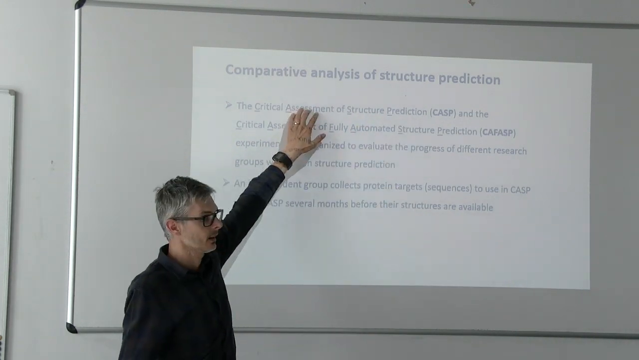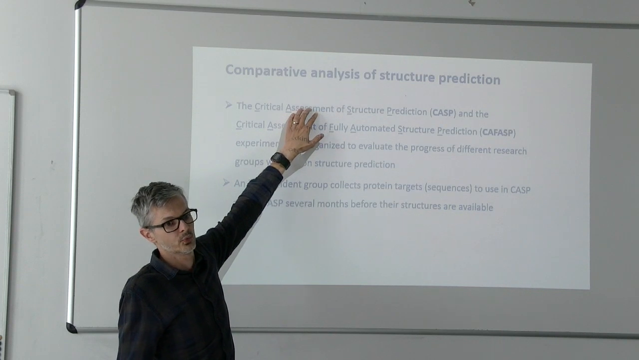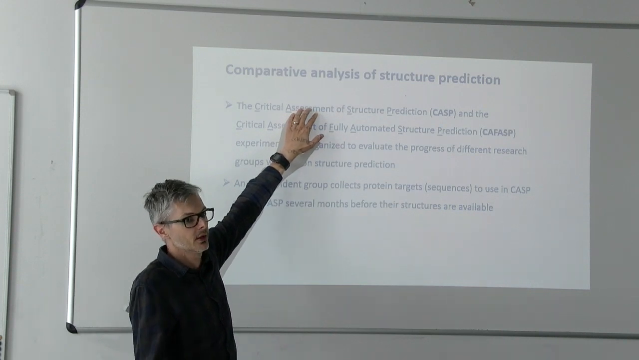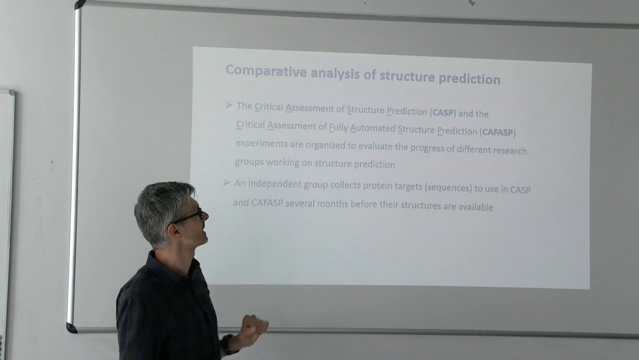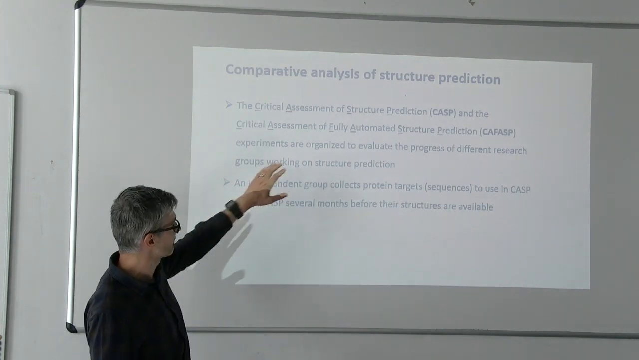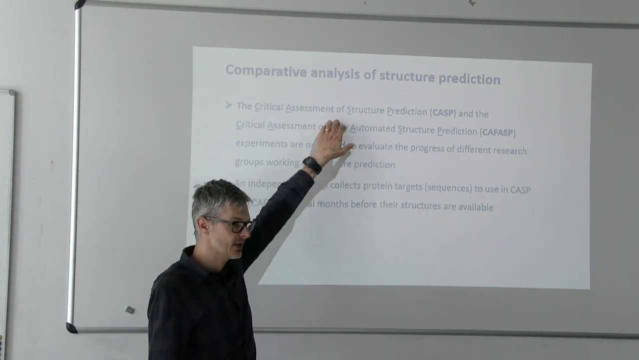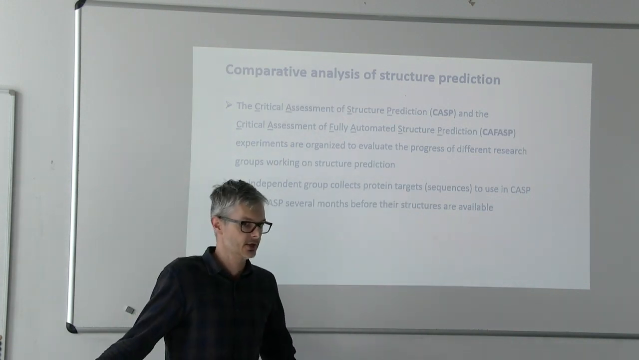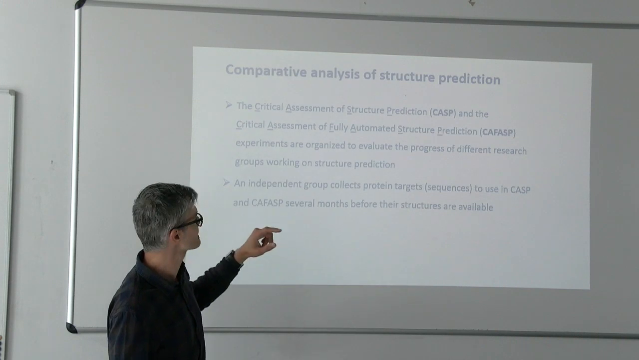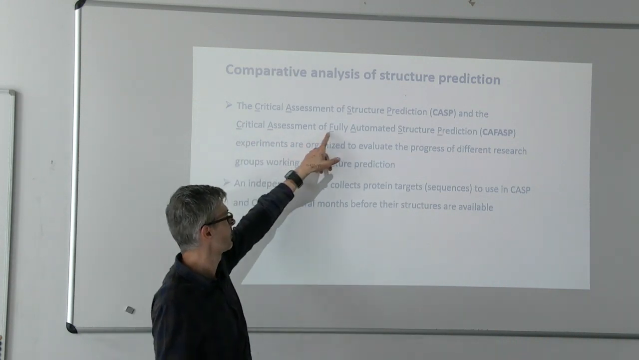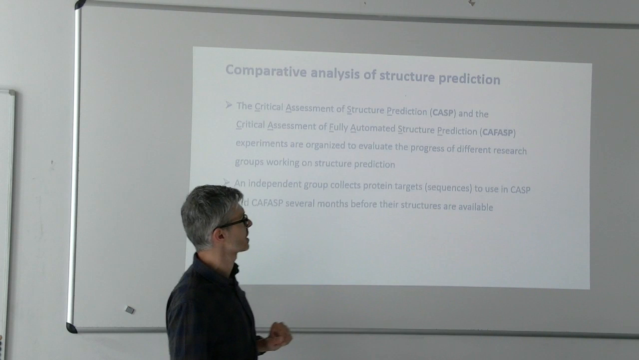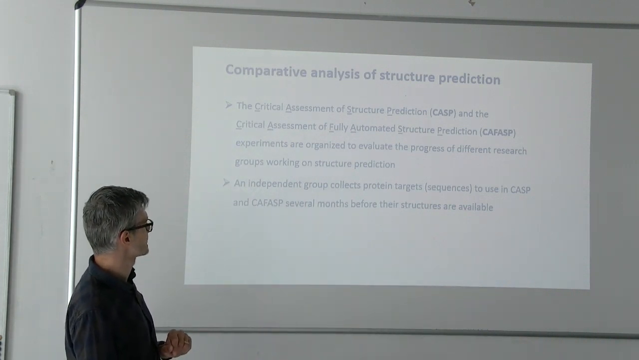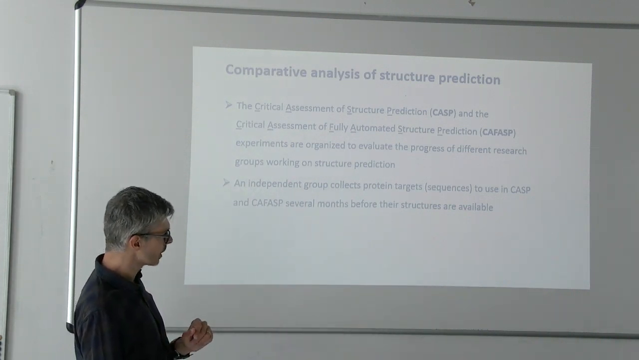This is where still some manual work is being done, which means people are actually looking at this and trying to predict the structure. But you can also have it fully automated, which means you just upload a sequence to a server and the server will just predict the structure. This is the CAFASP, or Critical Assessment of Fully Automated Structure Prediction. So that's the difference.